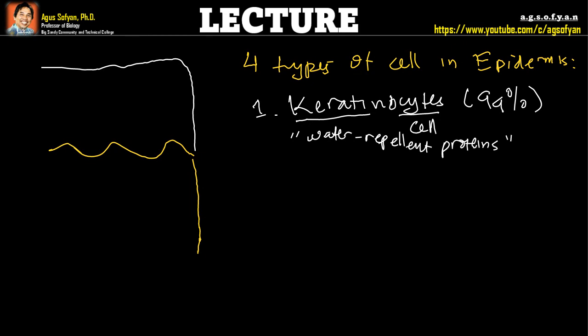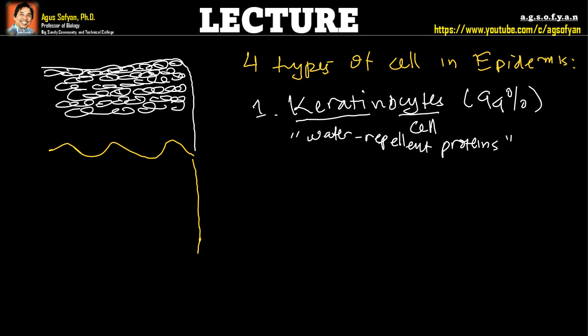Okay, so the name is telling you that this keratinocyte produces keratin, which is the protein that protects us against water loss. And this keratinocyte will make many layers in the epidermis. So the main protection of the skin is actually coming from this keratinocyte.